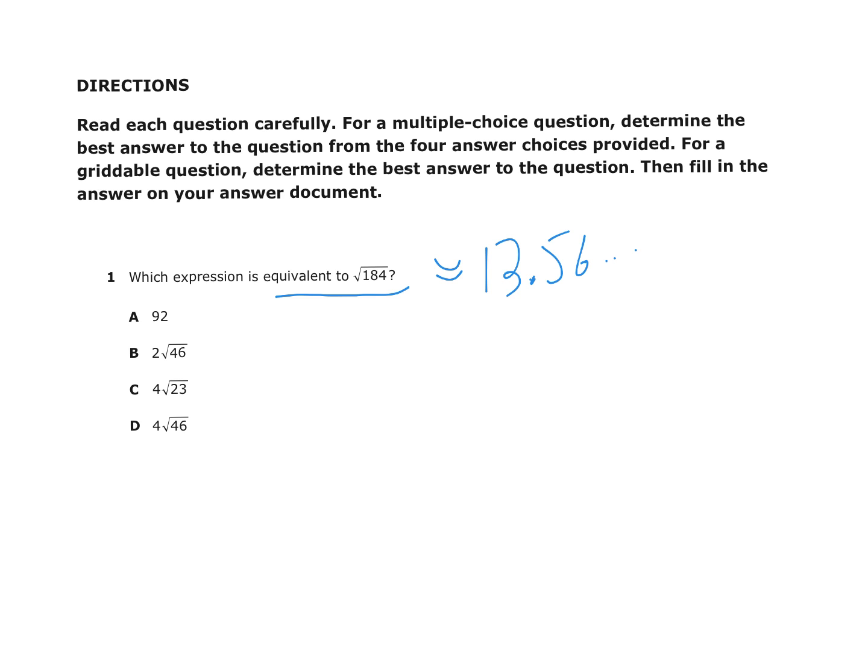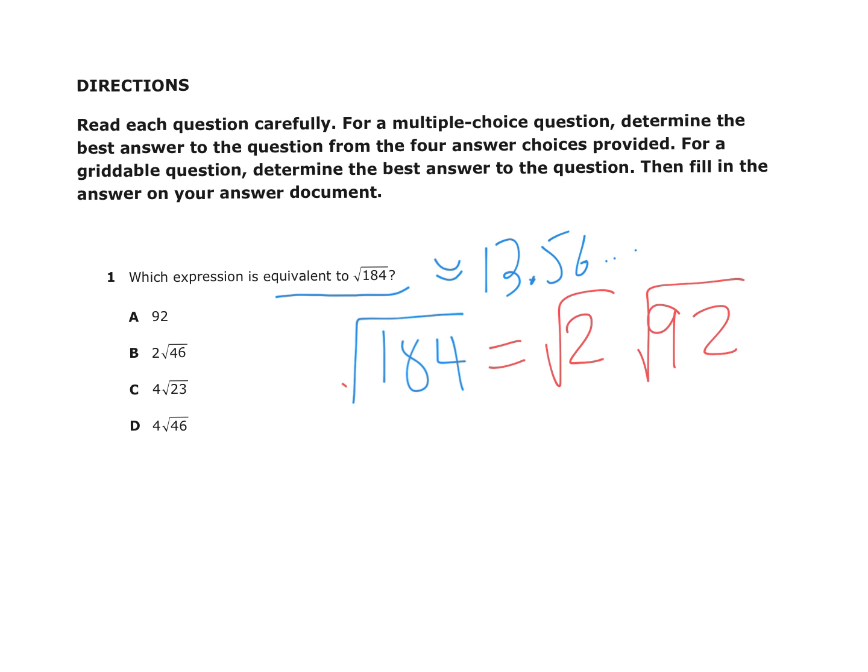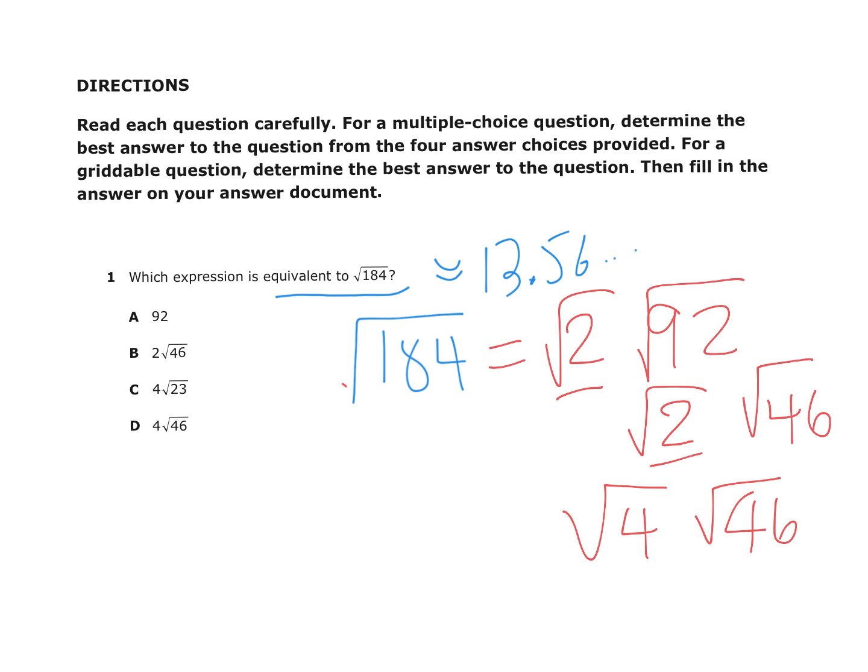One thing we can do is take the square root of 184 and break that into factors. 184 is 2 times 92, so we have the square root of each one of those. And then 92 is 2 times 46, and we have the square root of each one of those. So this square root of 2 times this square root of 2 is now square root of 4 times square root of 46. And of course the square root of 4 is 2, so this would be 2 times square root of 46. We'll look at the answers, and it looks like 2 times square root of 46, that's answer B.